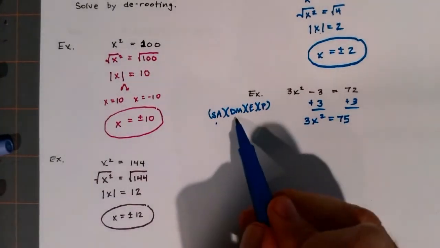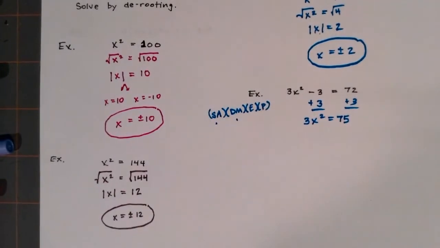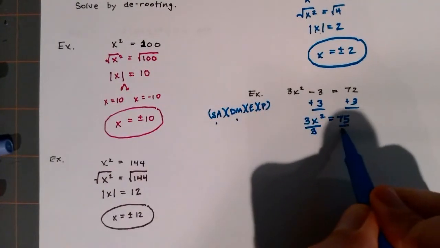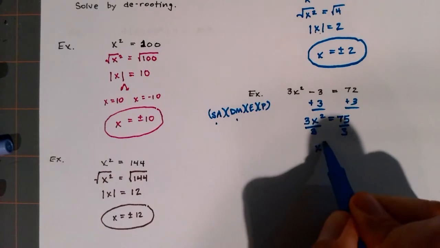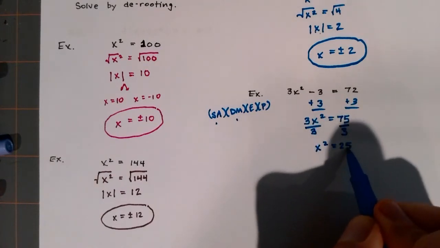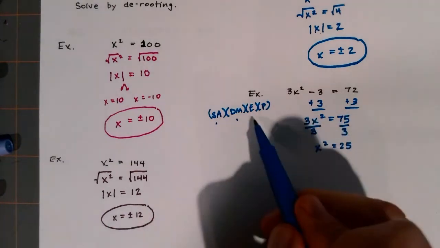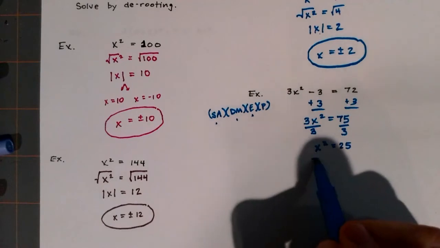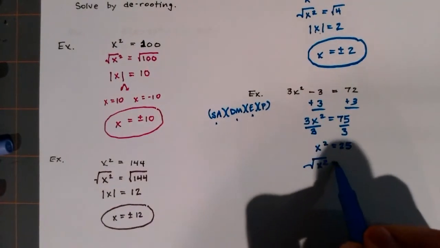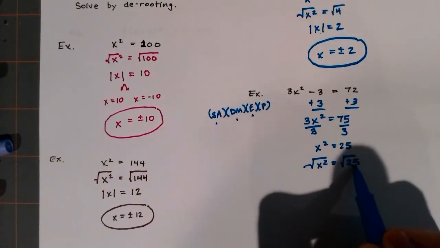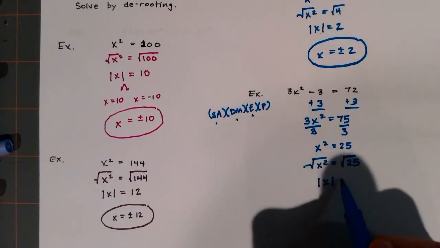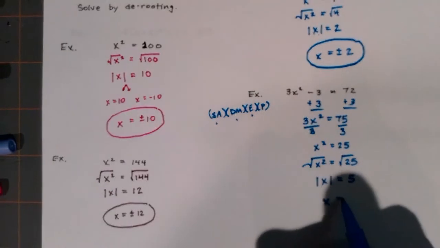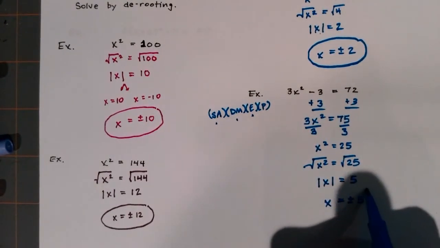Now I'm going to undo any multiplication and division. So I'm going to divide both sides by 3, and I get x squared equals 25. Now I'm going to undo any exponents. To de-root is to take the square root of both sides. So the absolute value of x is equal to 5. So x equals plus or minus 5.